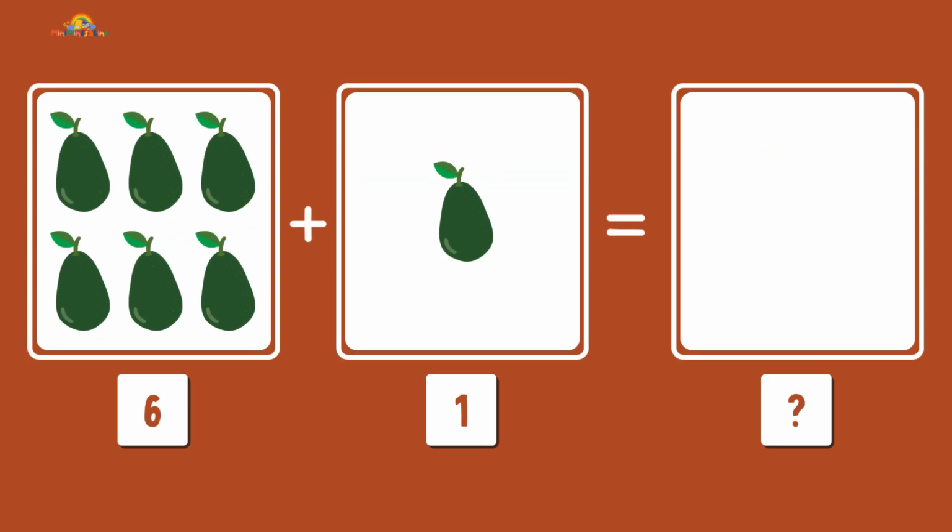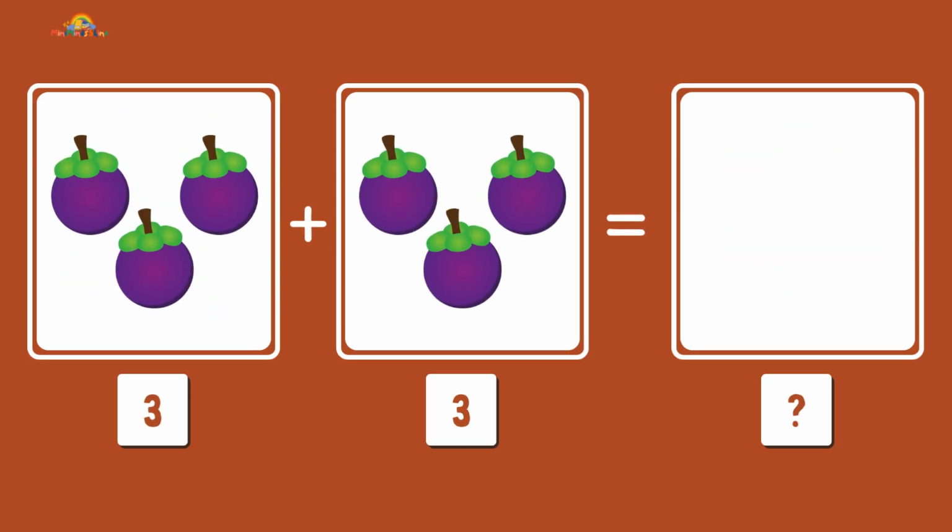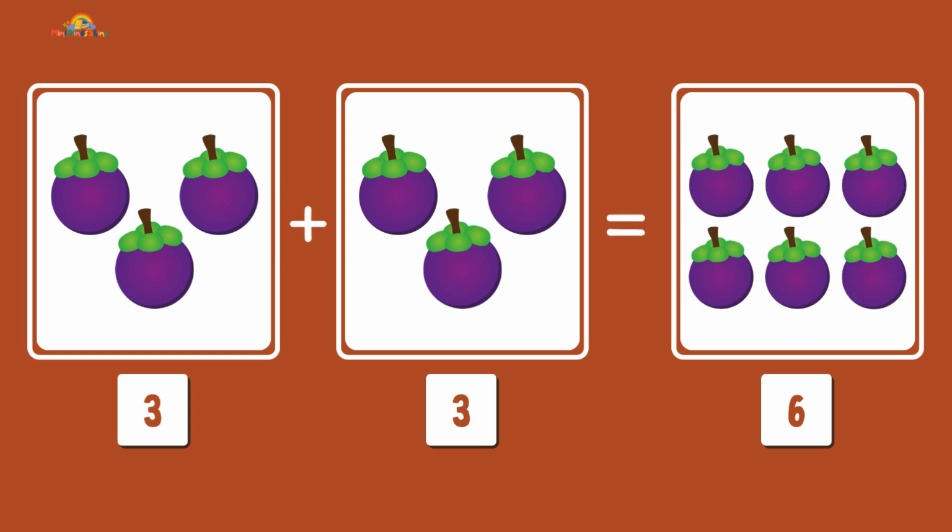We have 6 capsicum and 1 capsicum. Let's count them together. 1, 2, 3, 4, 5, 6, 7. We have 3 brinjals and 3 brinjals. Let's count them together. 1, 2, 3, 4, 5, 6. So, 3 plus 3 equals 6.